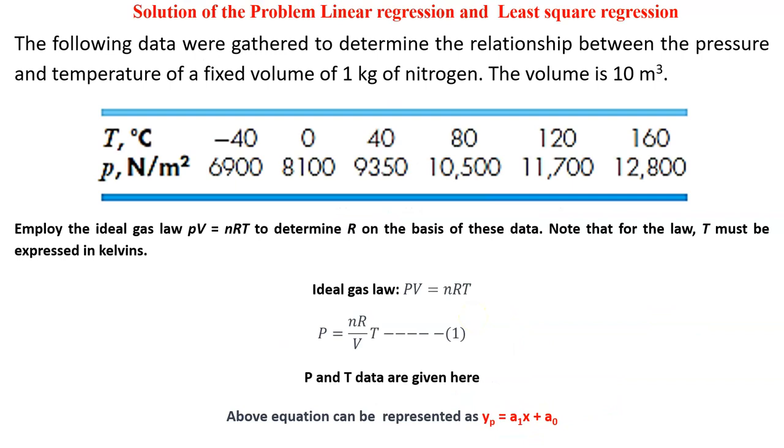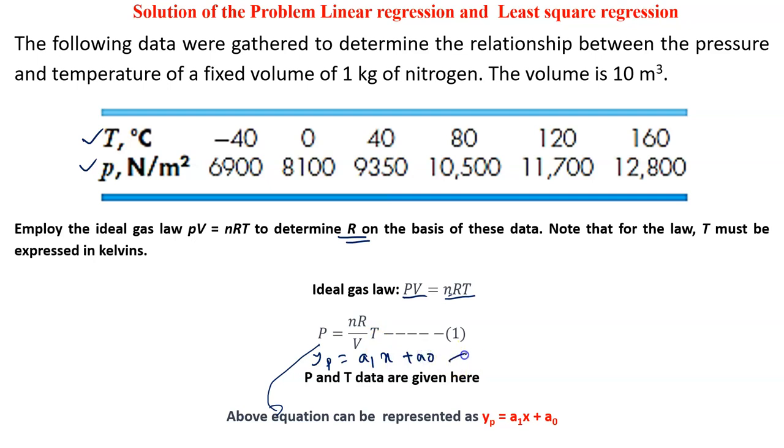Now I'm going to solve this problem by hand, to see how to implement the least square technique. In this problem, we have to determine R. The ideal gas law is PV is equal to nRT, and T and P data are given. Now you can write P is equal to nR by V times T, and this equation we can write as yp is equal to a1 x plus a0.